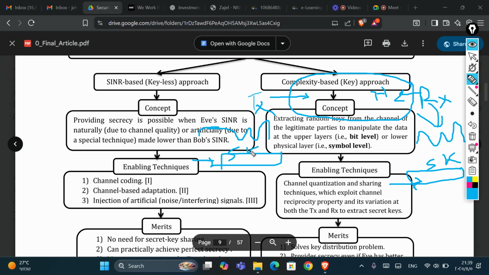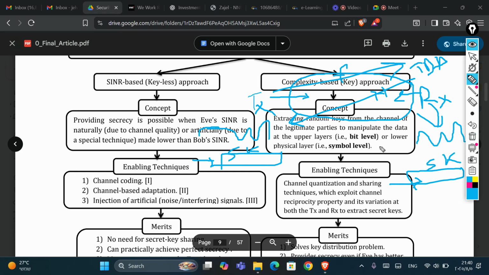Now, why does it become a shared key? Because both the transmitter and receiver are sharing the same channel when they are using a TDD system, time division duplex system. Why time division duplex? Because I told you in time division duplex, the uplink from the transmitter to the receiver and the downlink from the receiver to the transmitter use the same frequency, and therefore the channel response will be almost the same. Okay, so this is the main concept.